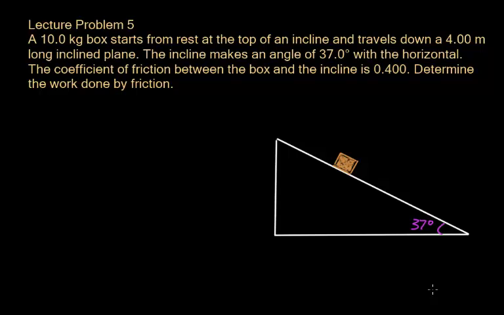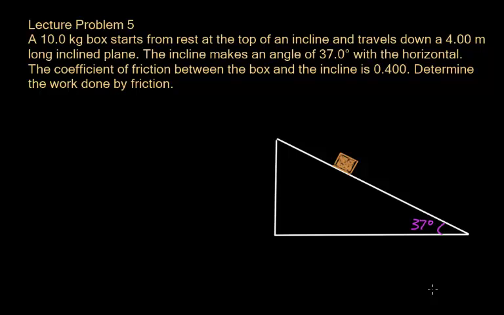Lecture problem 5. A 10.0 kilogram box starts from rest at the top of an incline and travels down a 4.0 meters long inclined plane. The incline makes an angle of 37 degrees with the horizontal. The coefficient of friction between the box and the incline is 0.400. Determine the work done by friction.